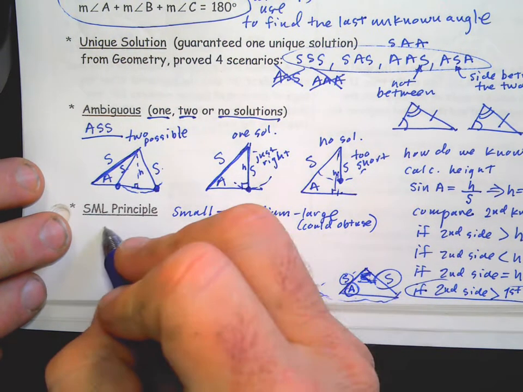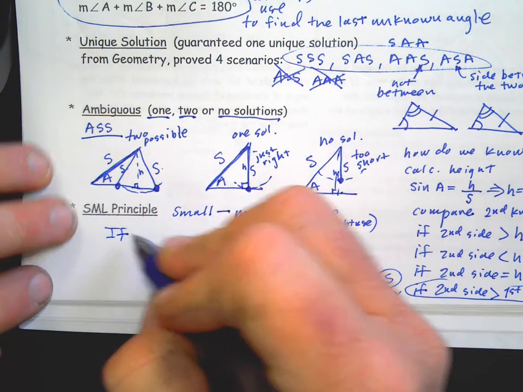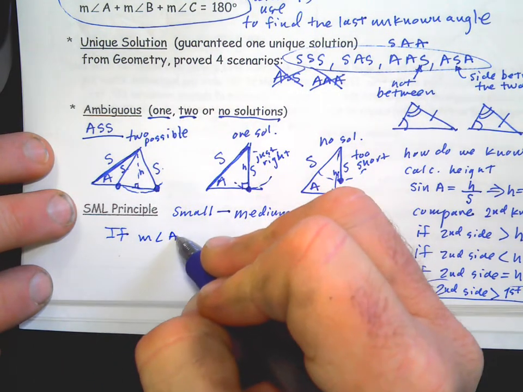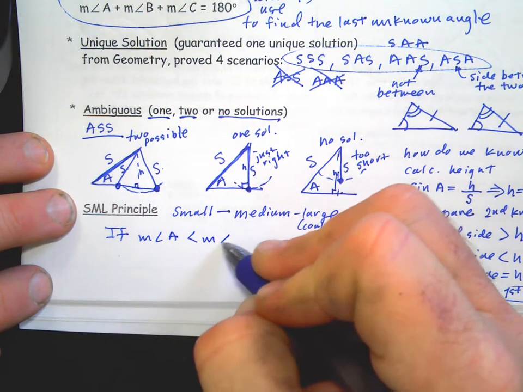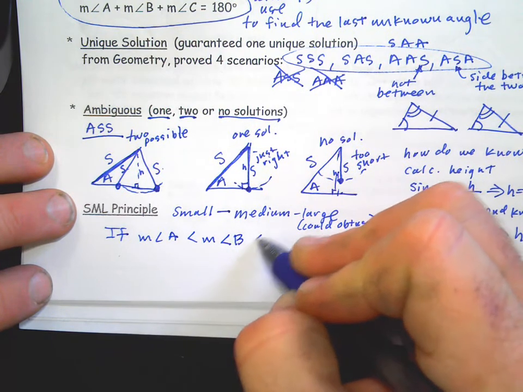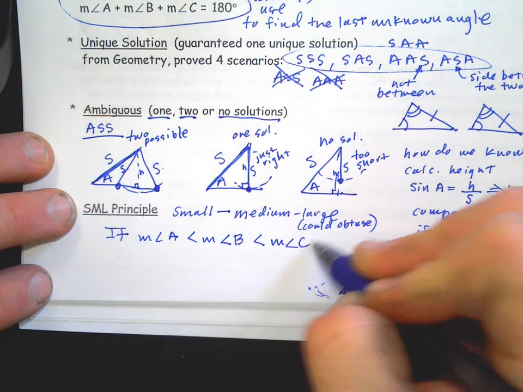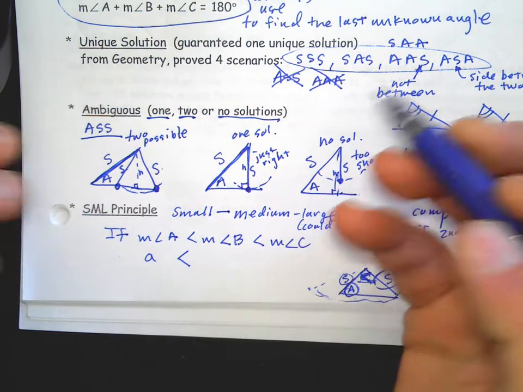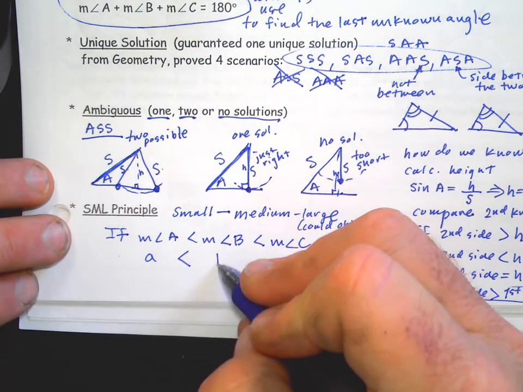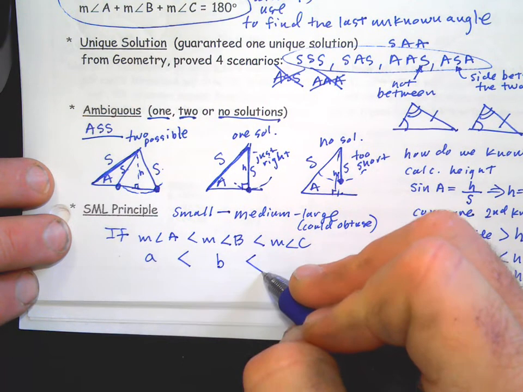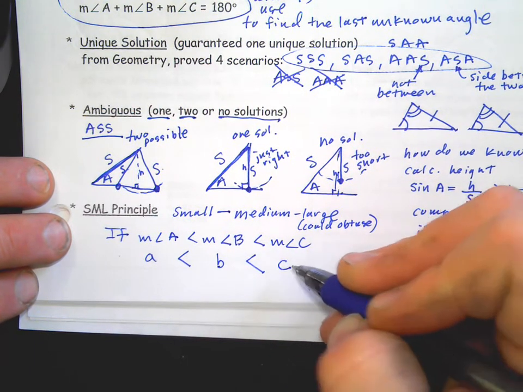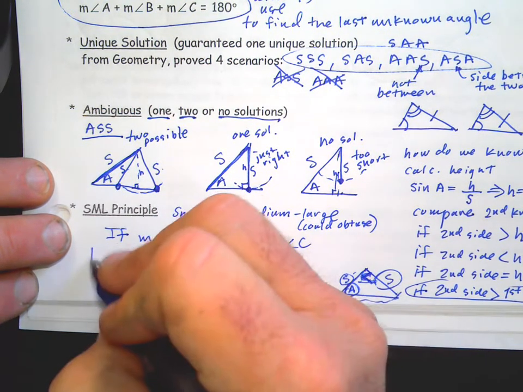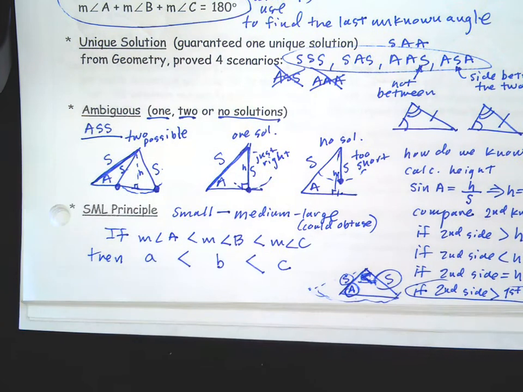Now, if you're wondering how I know which angle is the smallest or the biggest, there's this idea from geometry that says that the side across from the smallest angle in a triangle is going to be the small side, the side across from the medium angle is going to be the medium side, and the side across from the biggest angle is going to be the biggest side. So that's always true: the smallest angle is always across from the small side of a triangle, and the biggest angle is always across from the biggest side.